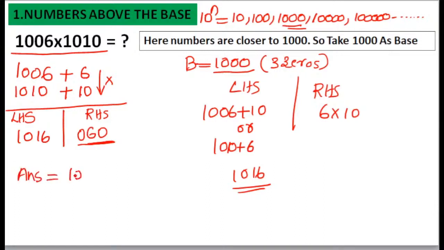So your answer will be 1016060, combining LHS and RHS. Here LHS is 1016 and RHS is 060. So combining this, your answer will be 1016060.